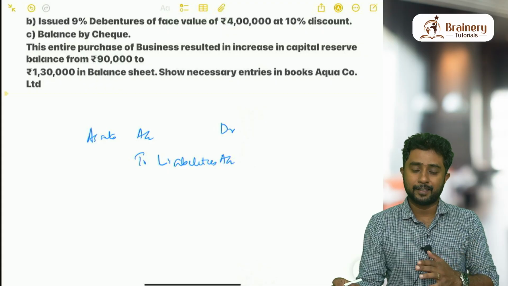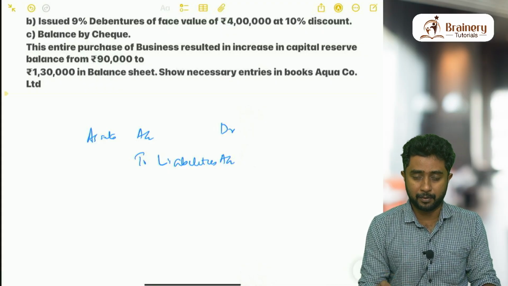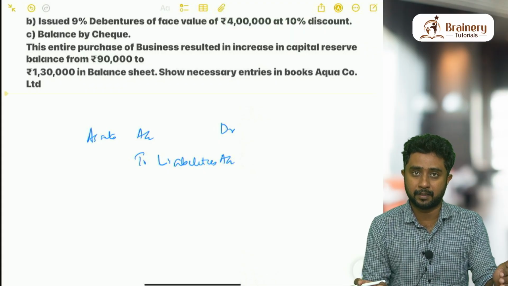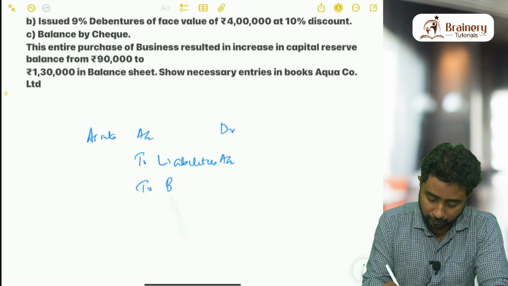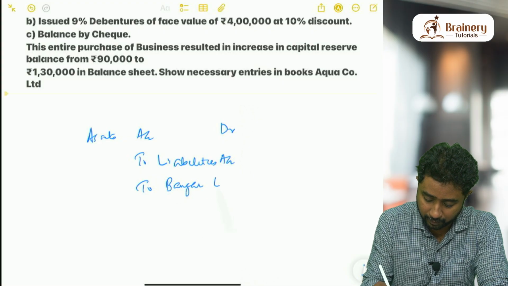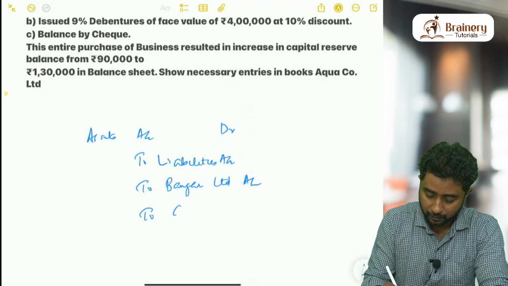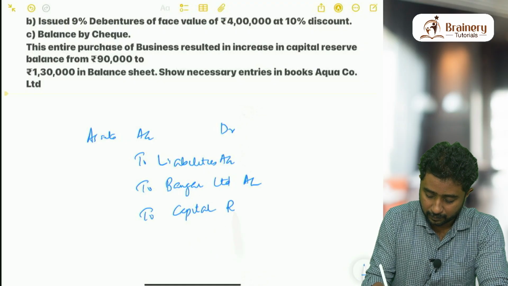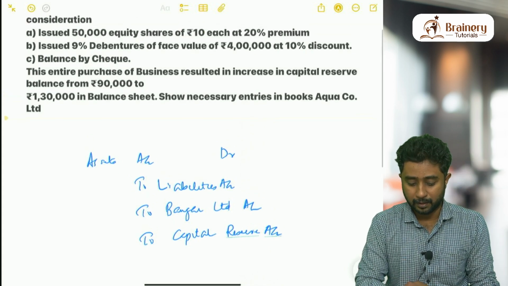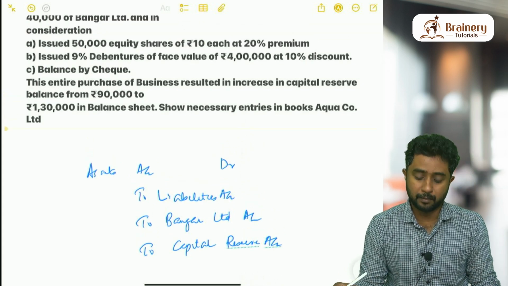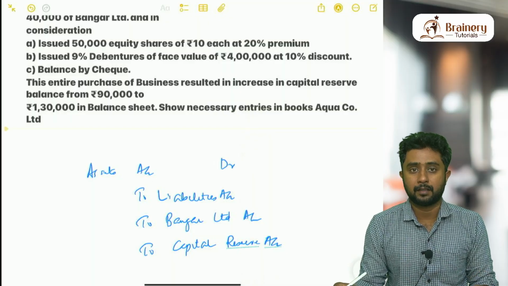So here there is no goodwill. As you can see in the question, they are directly talking about capital reserve. So capital reserve is coming here, and that is why I didn't leave any space after assets. Next is to vendor. Vendor means obviously we write the name of the vendor, that company's account, to capital reserve account, because it is clearly given in the question that because of the purchase of the business the capital reserve has increased from 90,000 to 1,30,000 in the balance sheet.